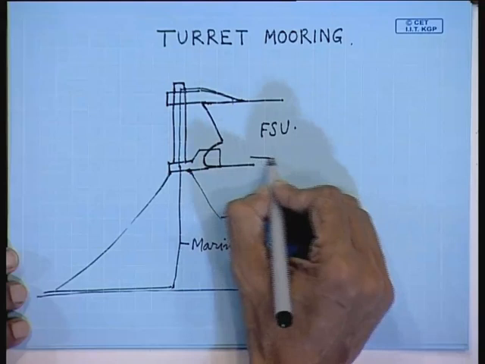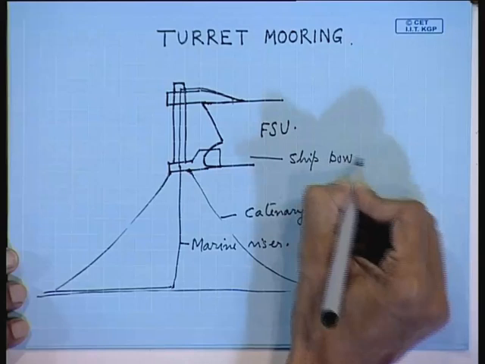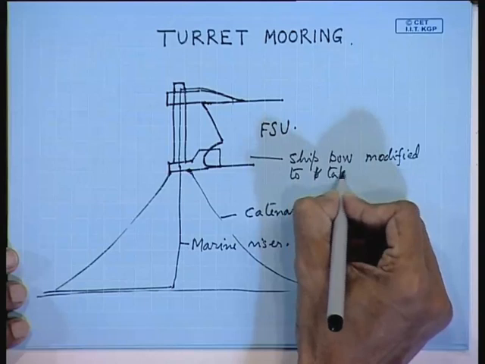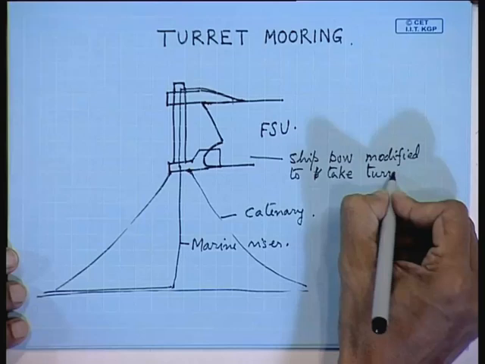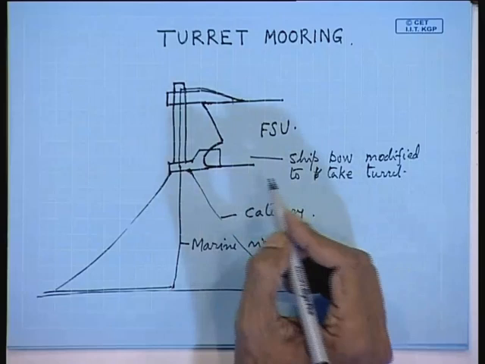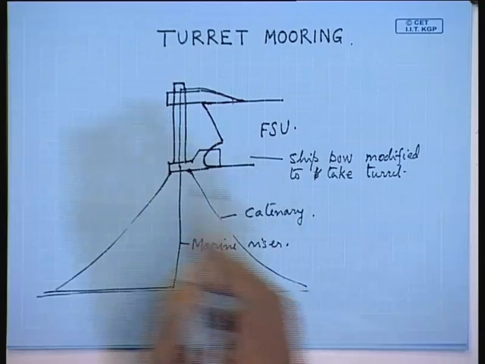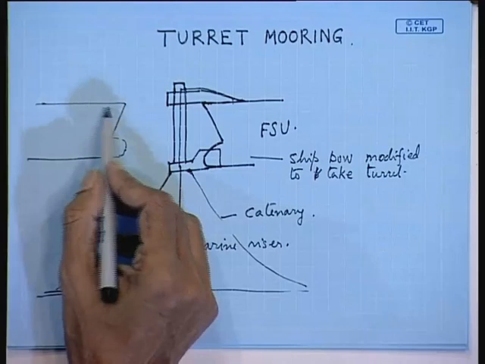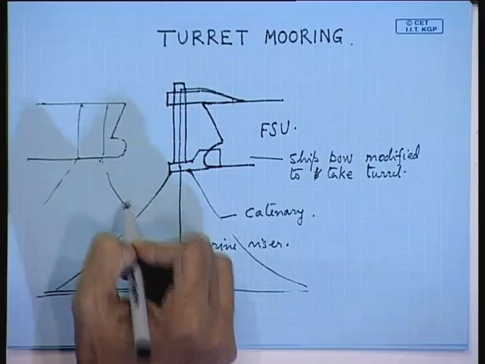So the ship bow is modified to take the turret. Now this turret mooring is quite common. Normally you position the turret at the bow because the ship will not be in danger of overriding your catenary chains, or you can have an internal turret. Now an internal turret is positioned somewhere inside the ship at this location. So your moorings will come out here, and the ship rotates about the turret.